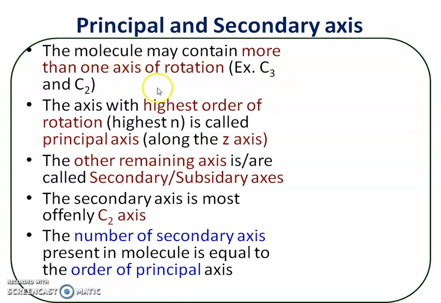It means in that particular molecule there will be 3 C2 axes, and therefore this last sentence is also very important. The number of secondary axes present in a molecule is equal to the order of the principal axis. If the order is 3, then there are 3 secondary axes. If the order of the principal axis is 4, then there will be 4 secondary axes.